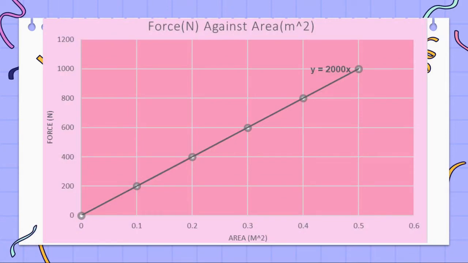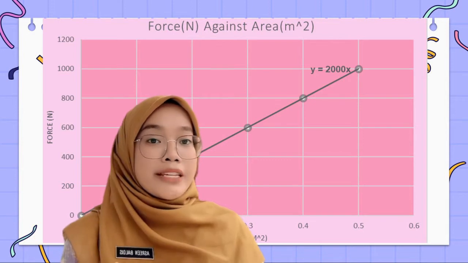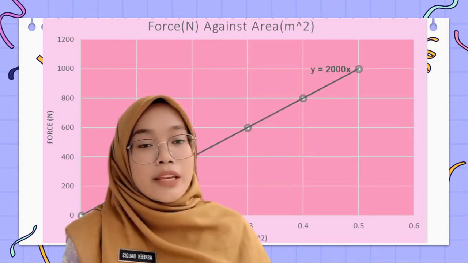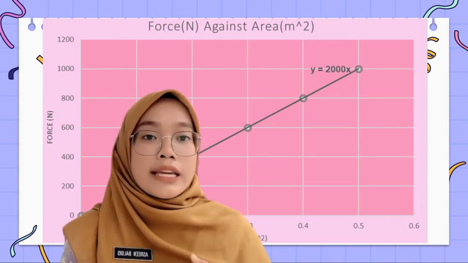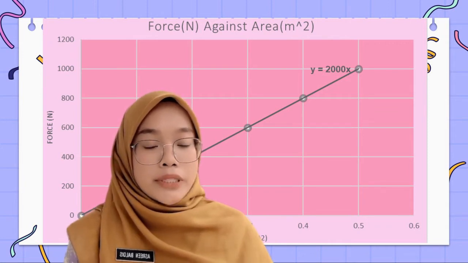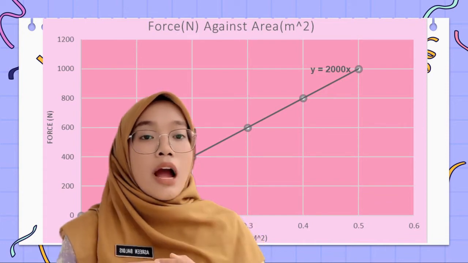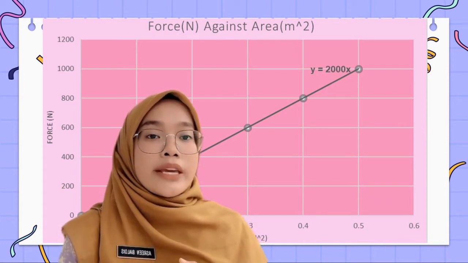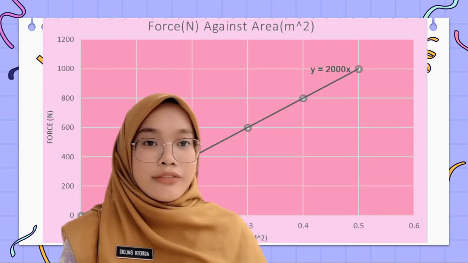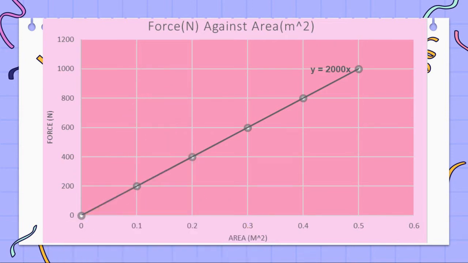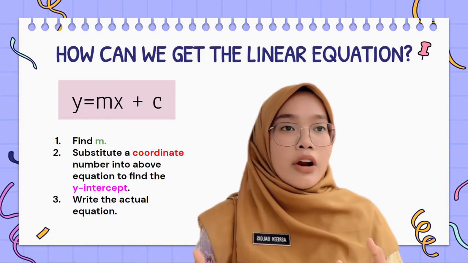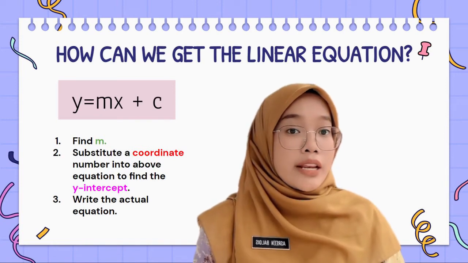From the table, we can get this graph after plotting the coordinates. The x-axis of the graph is the area of the plywood in meters squared, and the y-axis is the force in Newtons. After finishing plotting the graph, we can see the straight line on the graph. The gradient of the graph, which is the m, is equal to the constant of this experiment, which is the pressure. From the graph, we can clearly see a straight line, right?